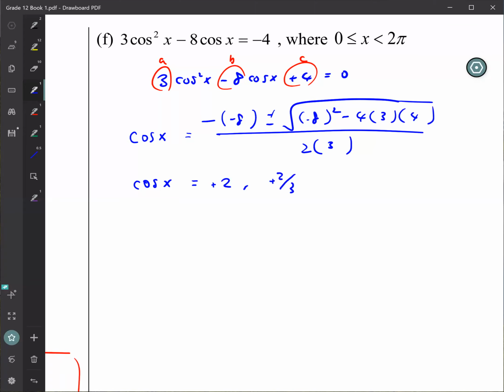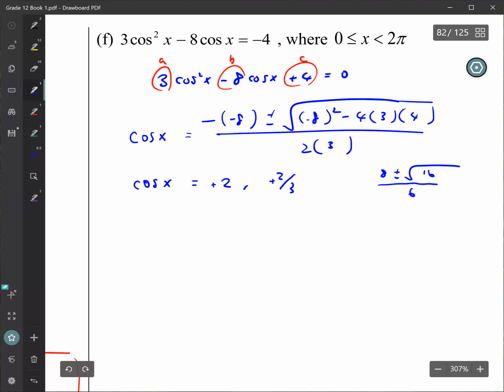So if we simplify this, it will be 8, negative times negative, plus minus the square root of 64 minus 12 times 4, so that's like 16 over 6. I think it should be positive. Square root of 16 is just 4. I accidentally looked at it and forgot the negative for A. Yeah, so A is positive, positive 3.